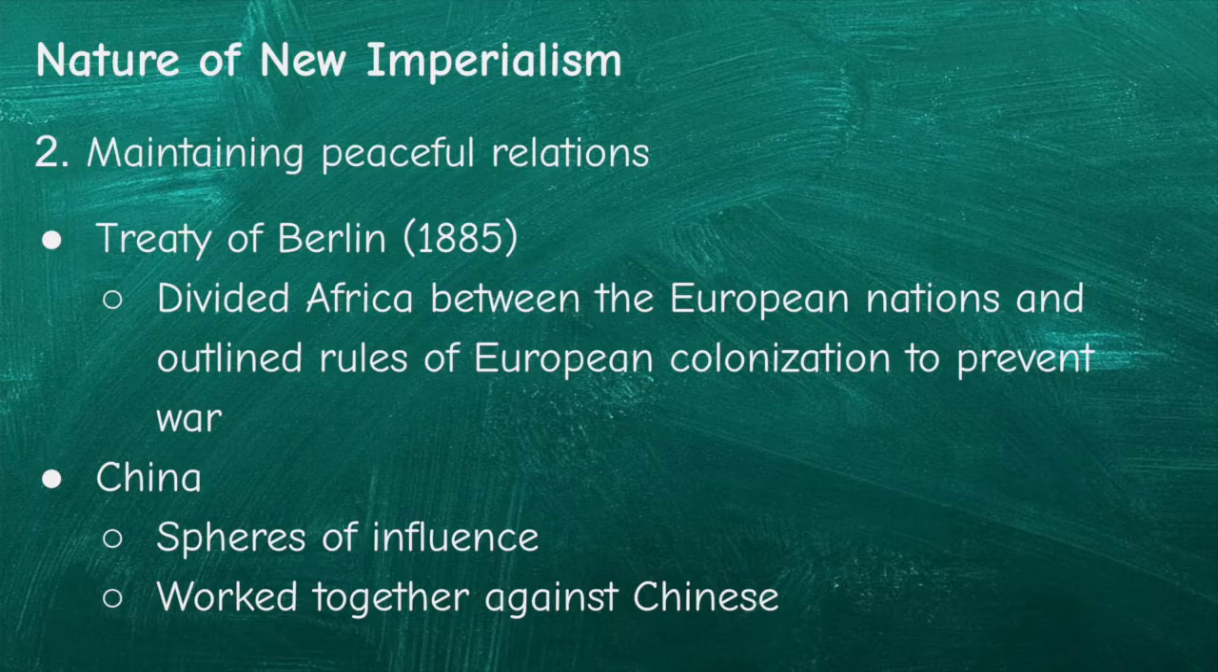And in fact, these European nations and America agreed to work with each other against Chinese interests. So whenever a rebellion occurred in China trying to overthrow European and foreign influence, the countries of Europe and the United States banded together to actually put down the Chinese rebellion.